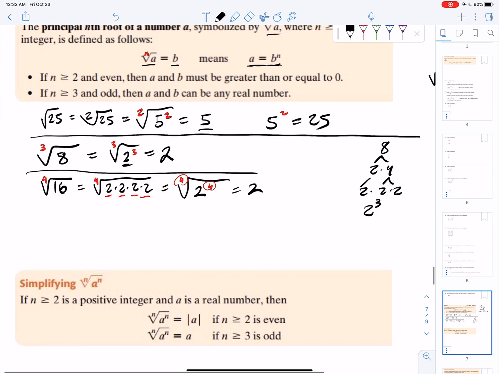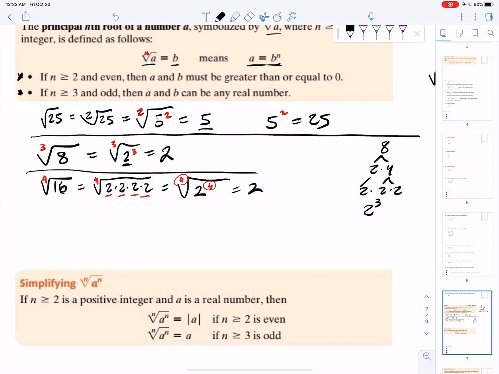Now the thing we did not tackle yet would be these 2 bullet points. It says if n is greater than or equal to 2 and even, then a and b must be greater than or equal to 0. If n is greater than or equal to 3 and odd, then a and b can be any real number. Okay, so we're going to get into that a little bit more. Let's just show an example that I think most people have seen from beginning algebra.